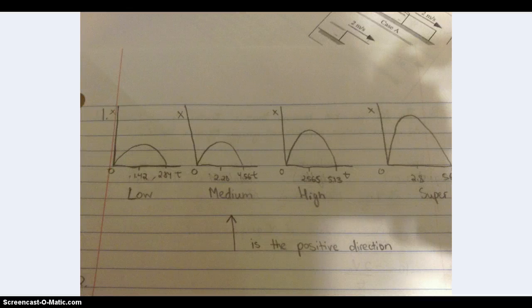Okay, so this video is going to be for my air rocket activity, and I'm going to be going through problem numbers 1 through 10. This is problem number 1, where we had to sketch a diagram, and these are the 4 position versus time graphs which I drew. This one's for low, this one's for medium, that one's for high, and that one's for super. This arrow represents the positive direction, which I said is up, and going downward is the negative direction. So that's number 1.